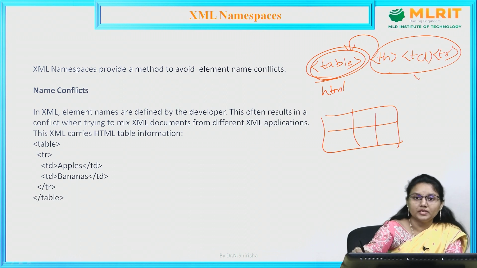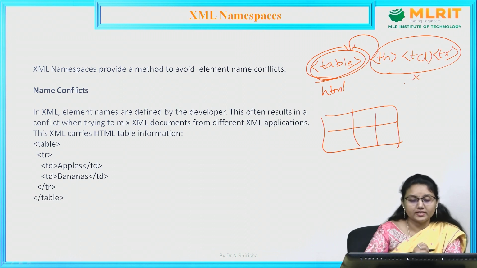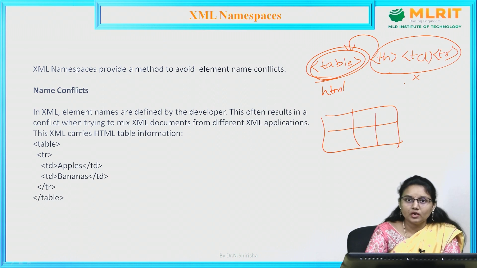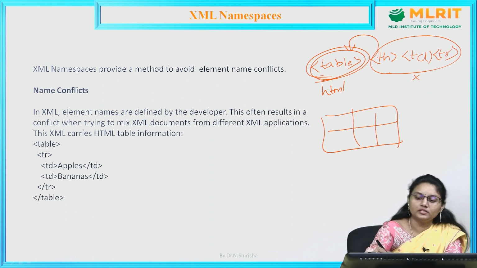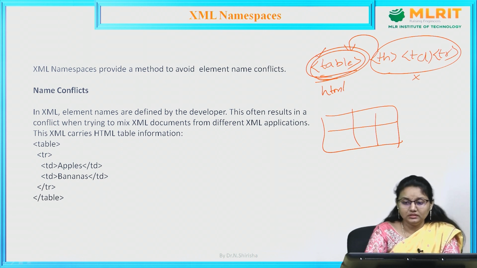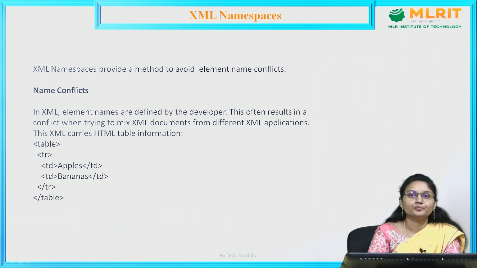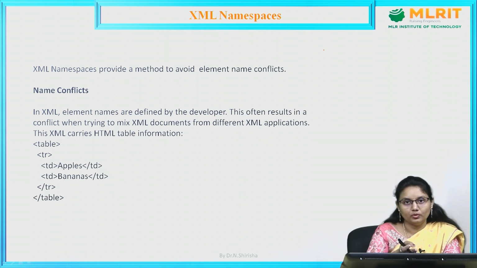But this cannot be done in XML. Why? Because in XML we use user-defined tags, so if you write a table tag, it means you are going to give data about a table, like a furniture. So there is a difference between these two. That is why we use namespaces to differentiate what is a table in HTML and what is a table that you write in XML.